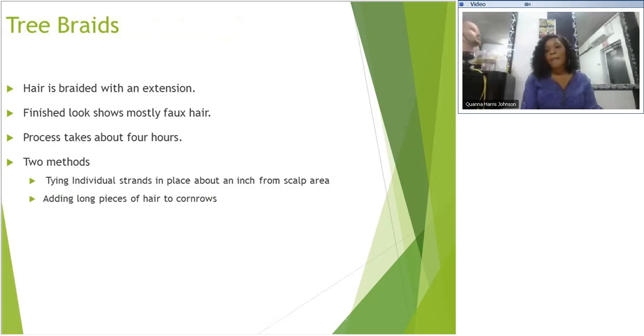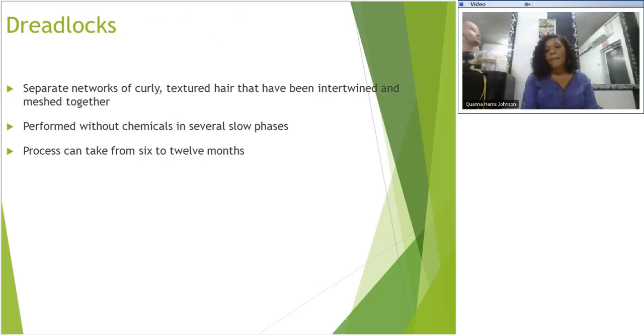So we have the three strand, where the hair is braided with an extension. The plait looks finished like a faux lock plait, and the process takes about 4 hours. Two methods involve individual strands, placed about an inch from the scalp, adding long pieces to the hair to unroll it, like your invisible cane rolls and your box braids.